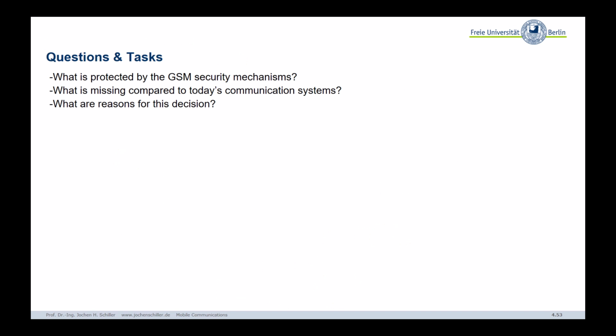Some questions. Looking at the security mechanisms, what is protected by these GSM mechanisms and what is not protected? What is missing if you compare these mechanisms with mechanisms you're used to in today's communication systems? And what were the reasons for these decisions, many years ago, while designing the GSM system?